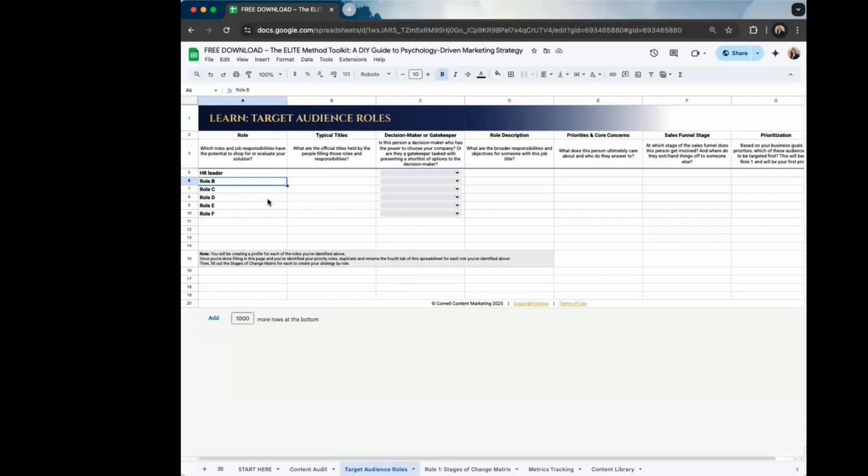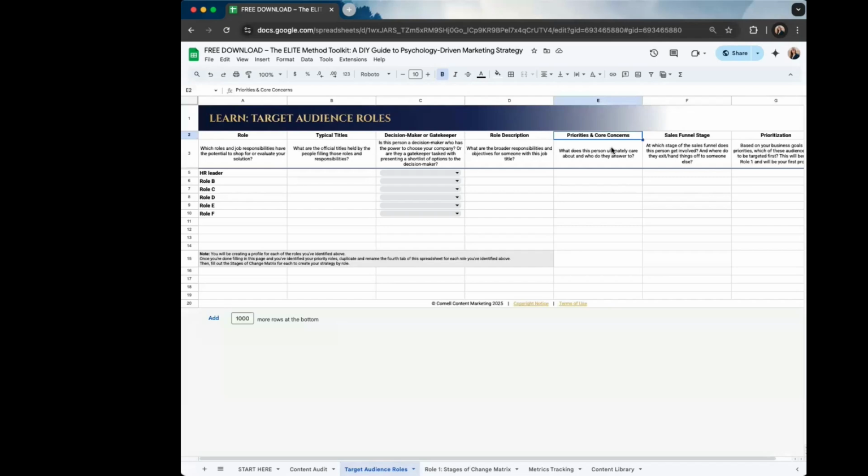Once you've listed out all of the various decision maker and gatekeeper roles that you want to speak to, you can move on to the next column to fill in the typical titles that those people might hold. By doing this, you're getting less distracted by the actual job title that the person holds, and instead you're focusing on their role within the company, the tasks they perform, and why they care about your solution. Next, indicate if that person is a decision maker or a gatekeeper. Then, what are the broader responsibilities and objectives for someone who fulfills each role within the company? What does this person ultimately care about, and who do they answer to?